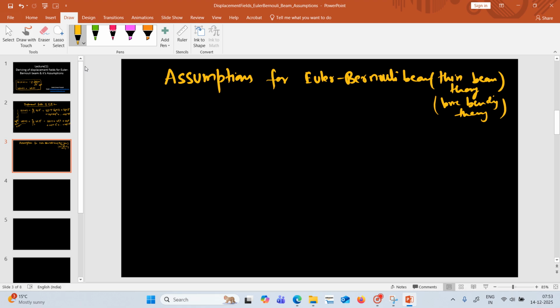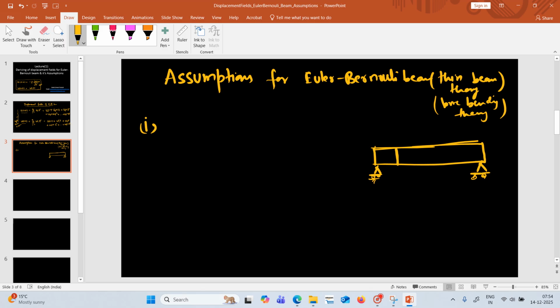So the first assumption is what we write. If our beam is there, let us say, sorry for my drawing, I am not having a good drawing, so let us make it anyhow. Okay, so this is our beam. And if we say the transverse fiber, transverse fiber means we are talking about this vertical fiber.